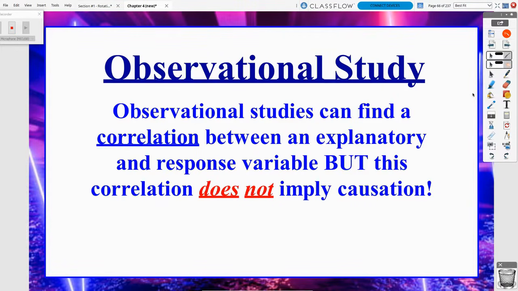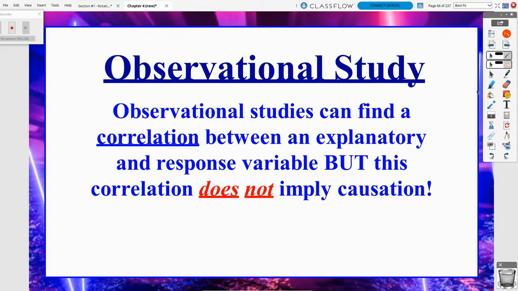So an observational study can find a correlation, boy, that sounds awfully familiar, like it was from last chapter. They can find a correlation between an explanatory and response variable, but this correlation does not imply causation. So we can see a relationship between two variables, but we can't necessarily say with certainty that the explanatory variable, usually our X variable of interest, causes the effect that we're going to see in our response variable, or our Y variable. Okay?